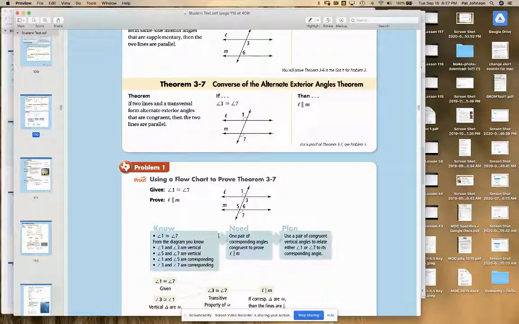We need to know from the diagram that 1 and 3 are vertical angles, and 5 and 7 are vertical angles. Then 1 and 5 are corresponding, and 3 and 7 are corresponding. So we need one pair of corresponding angles congruent to prove that the lines are parallel.